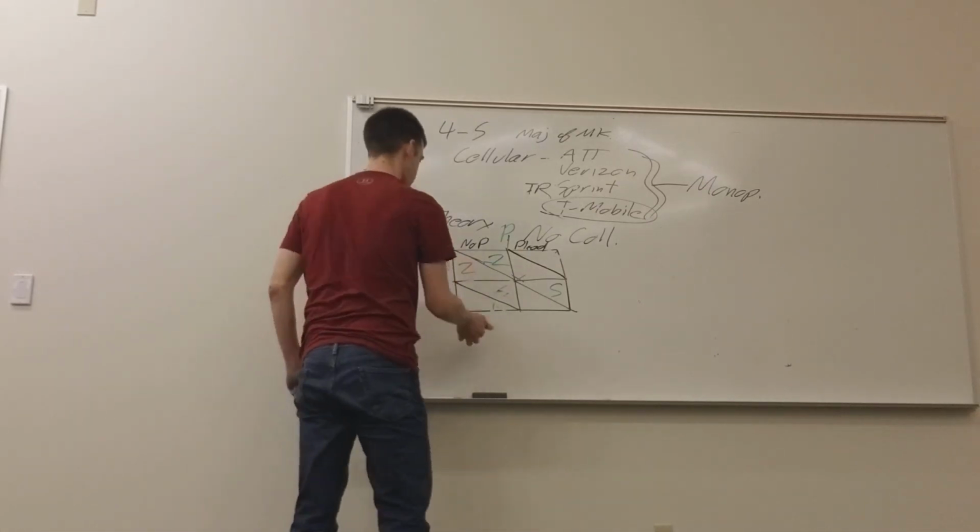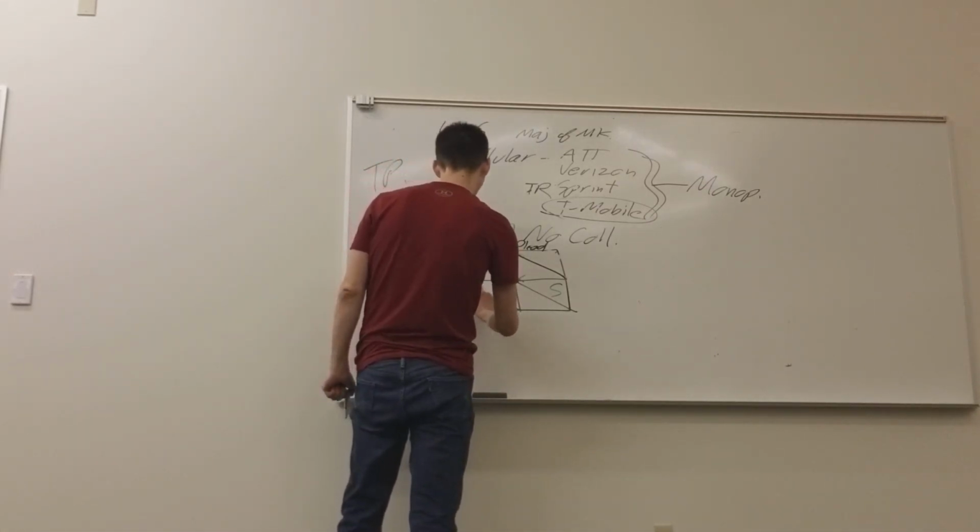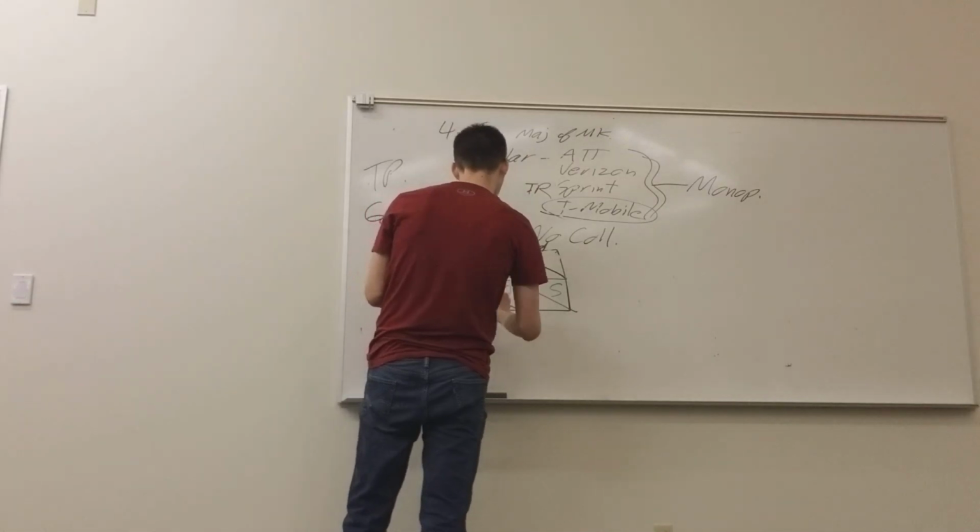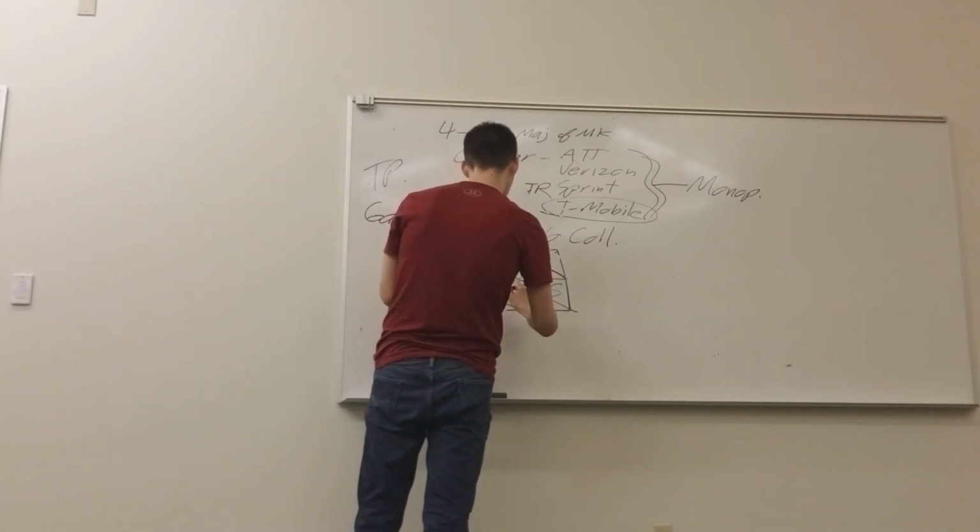So you'll get 1, you'll get 10. If you both plead, you get 5.